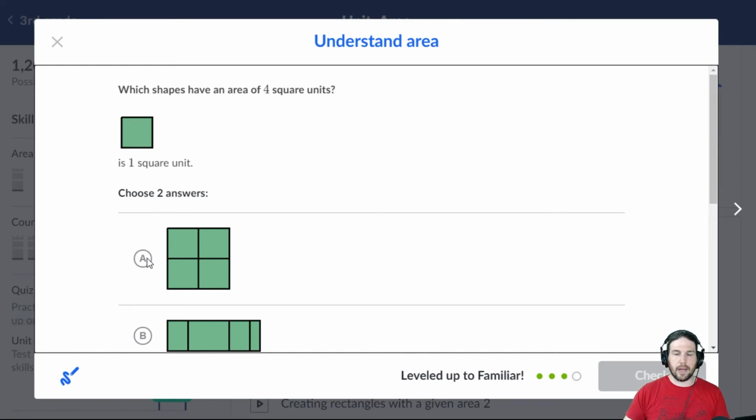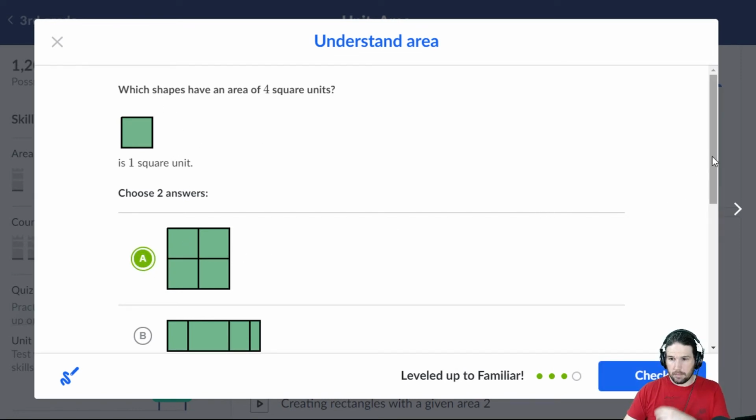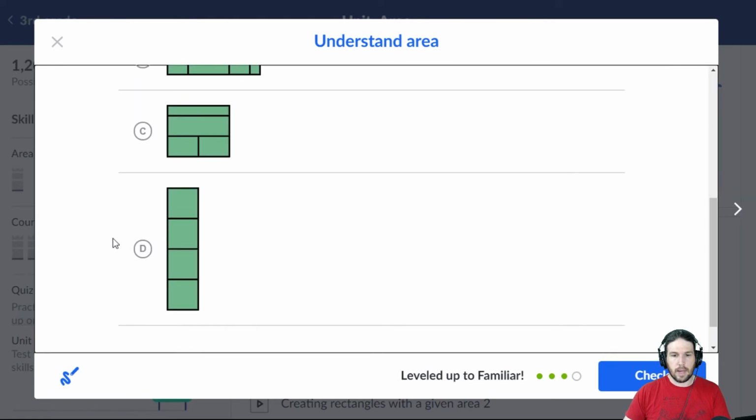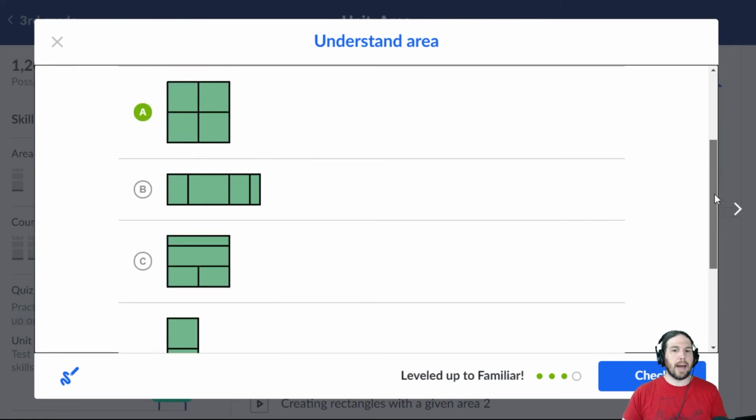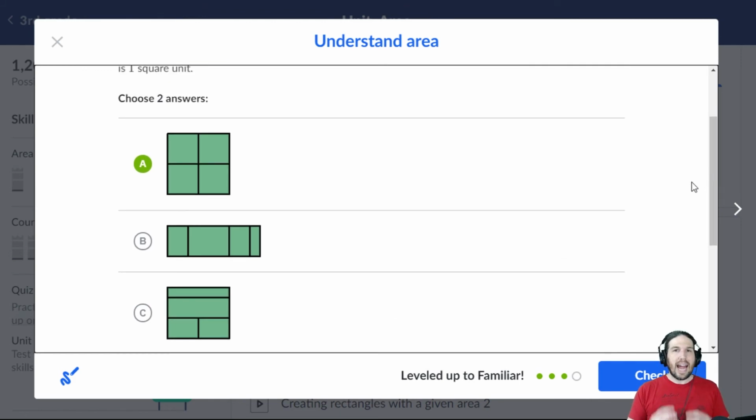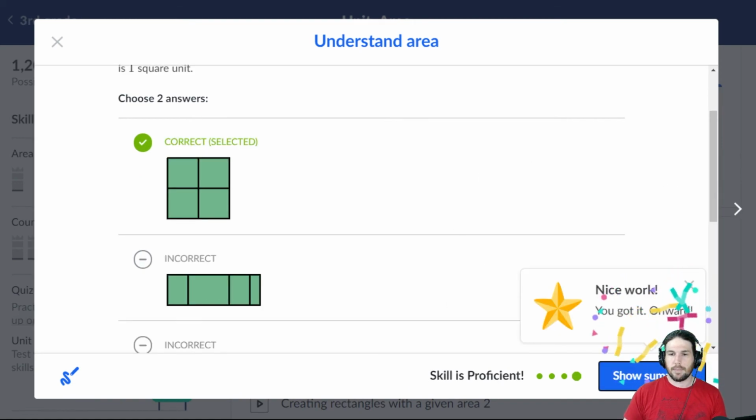Which shapes have an area of 4 square units? That would be that one. And that one. So when it comes to area, the arrangement doesn't matter, but when we are counting units, we want to make sure that we are counting the same unit over and over again. In B and C, the units are different sizes, which means they're not units at all. That's understanding area.